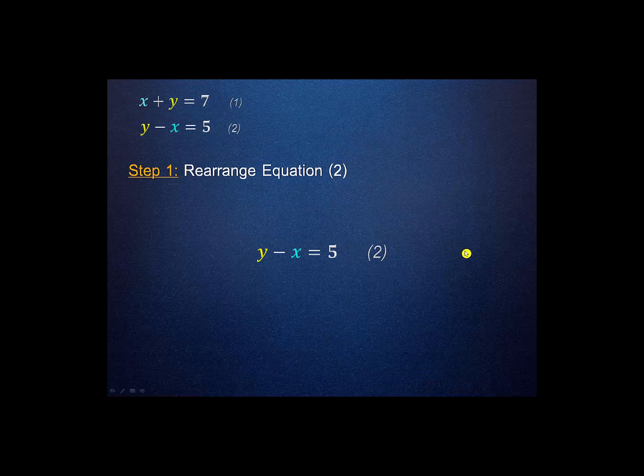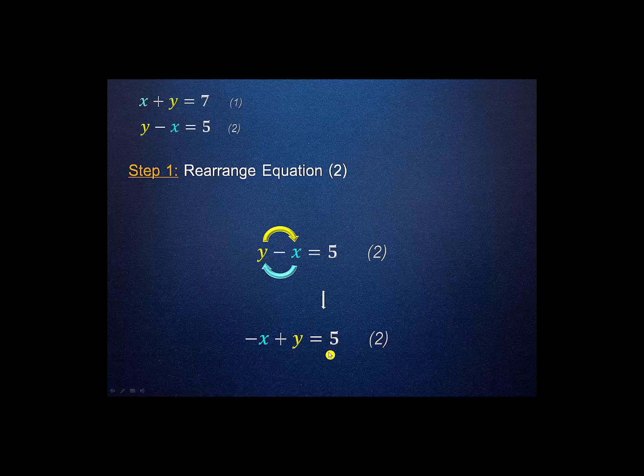For step 1, I want to rearrange equation 2. I want to flip the order of where the x and y are currently. So where the x is, I want to put it where the y is, and vice versa. Remember, the minus in front of the x must be kept with the x. So rearranging equation 2, we get minus x plus y equals 5.